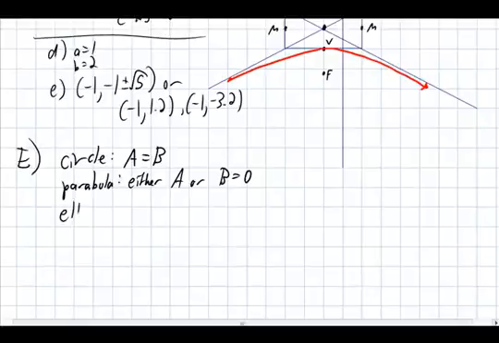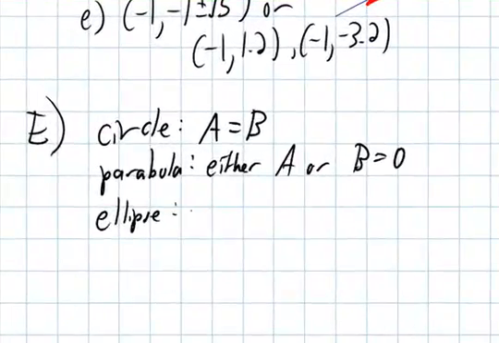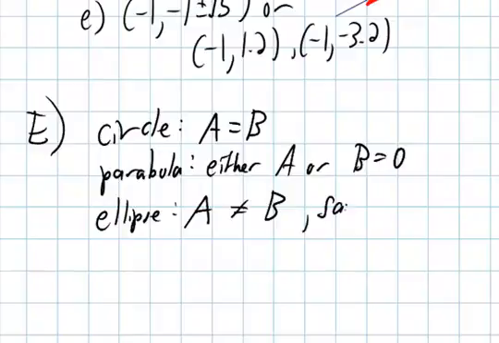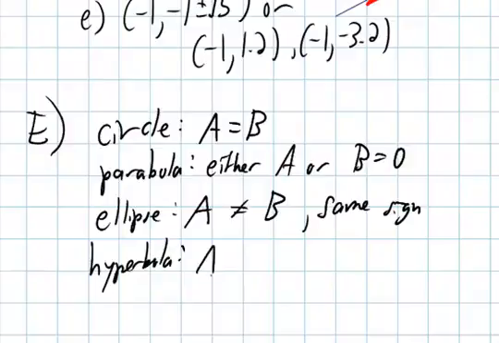For an ellipse, we know that A is not equal to B, but they are the same sign. For a hyperbola, we know that A is not equal to B, and they are opposite sign.